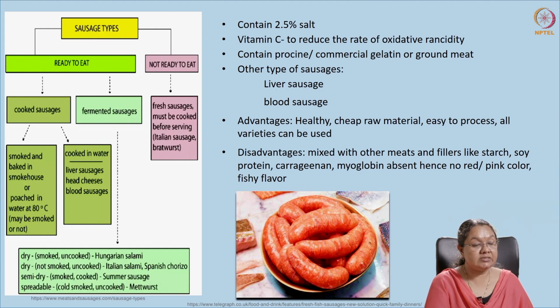The disadvantage is that we are adding other meats, so it is not always fish alone, and it also contains other fillers like starch, soya protein, carrageenan, and myoglobin is absent, so it doesn't have any pink or red color of its own. So you can get the myoglobin or the red color by adding other meats. And the major disadvantage of fish sausage is that it has a fishy odor, and it is very difficult to remove this fishy odor. It can be removed, but then we have to increase the amount of other meats. So that is the disadvantage.